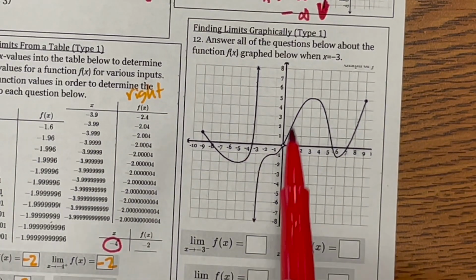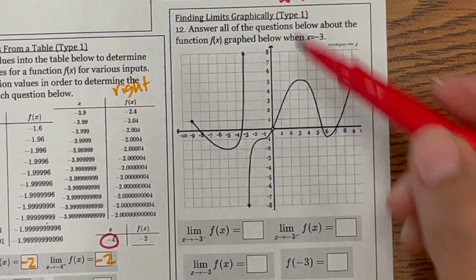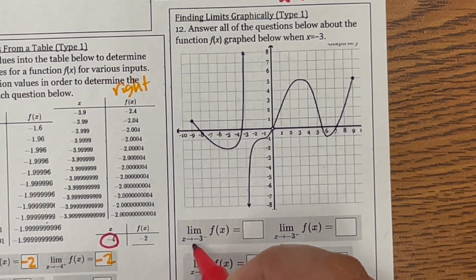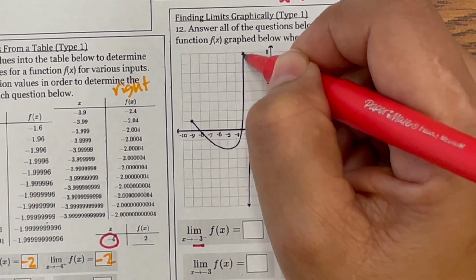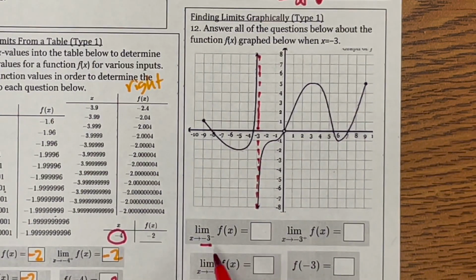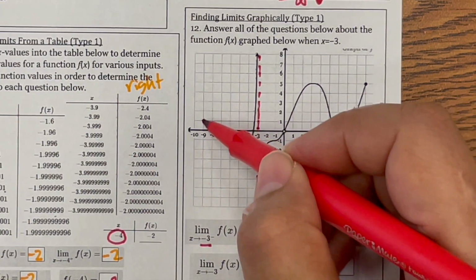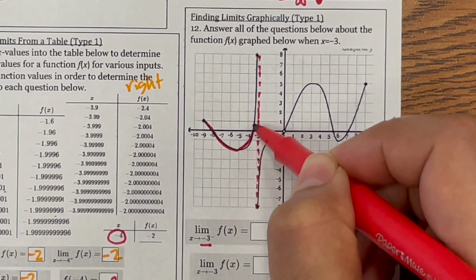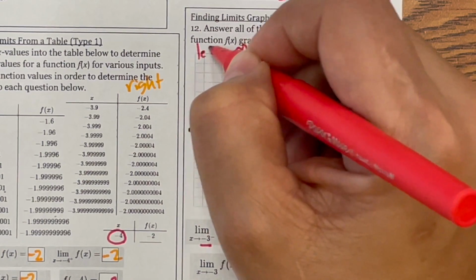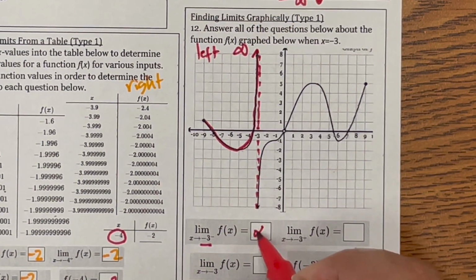All right, finding limits graphically. The concept is the same, left and right. First find the number they want you to go to, which is -3. So here's -3. What's happening as I come from the left? Where am I going? To infinity. So as I come from the left, I'm going to infinity.